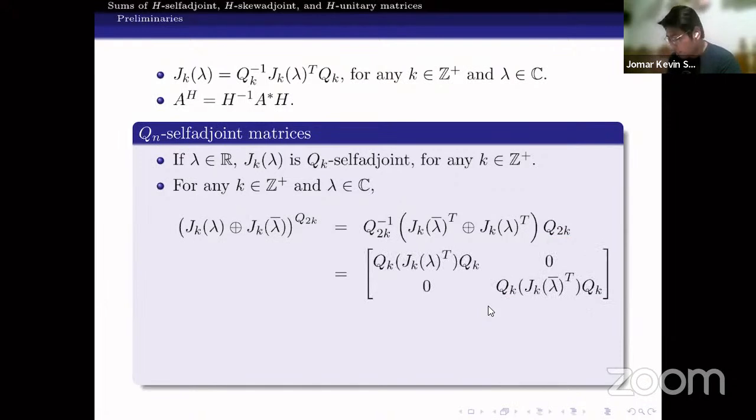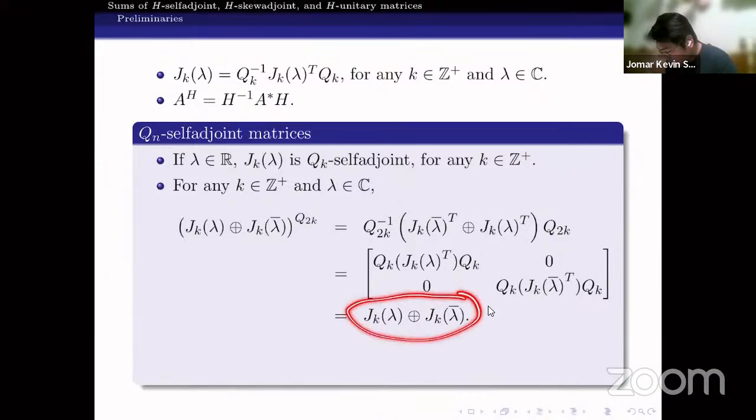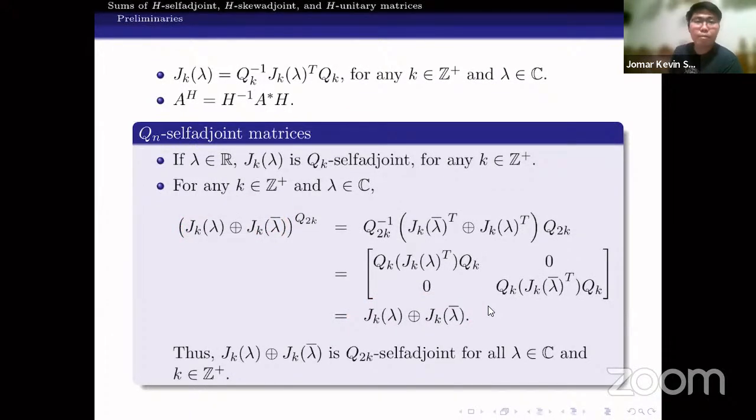Then by direct computation, we will get this matrix. And this is precisely Jk of lambda plus Jk of lambda bar. So notice that this is exactly equal to this matrix, no? Yung nasa loob ng parentheses. So therefore, we conclude that Jk of lambda plus Jk of lambda bar is Q sub 2k self-adjoint for all lambda in C and for all positive integer k.